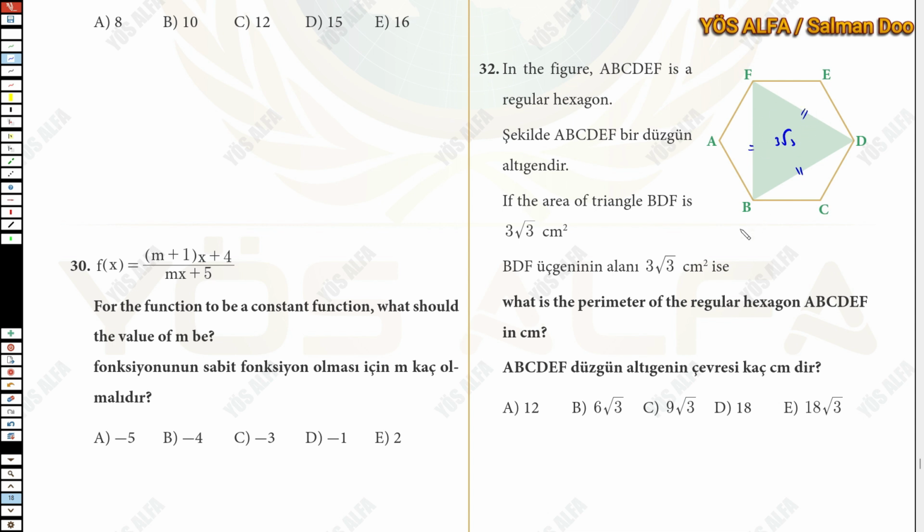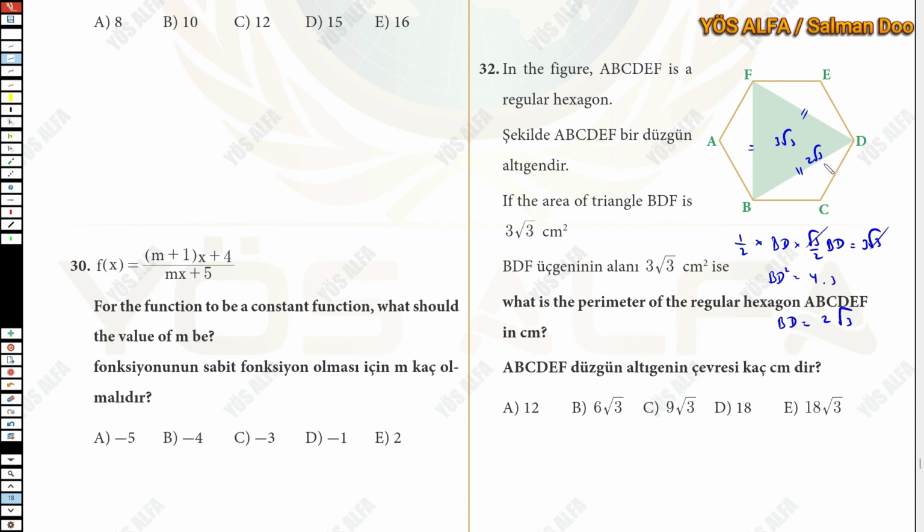The area formula for the equilateral triangle is half base, let's say BD, times height, root 3 over 2 BD, and the area is given to be 3 root 3. So root 3 cancels out on both sides. We have BD squared is equal to 4 times 3, so BD is 2 root 3.